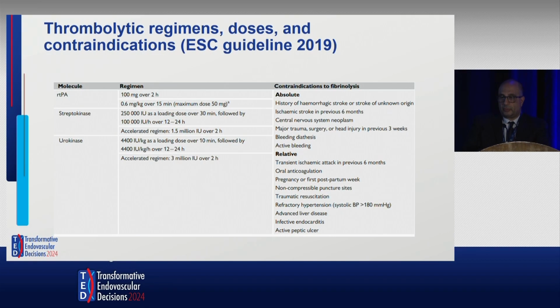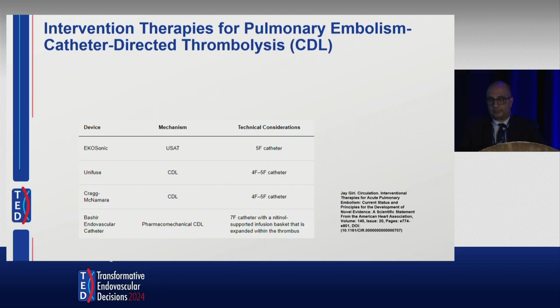There were different thrombolytic regimens. The most common one used, or the only one that's used, is tPA, 100 milligrams over 2 hours. For catheter-directed thrombolysis, we have different ones. The most common one that's used is the EKOS.